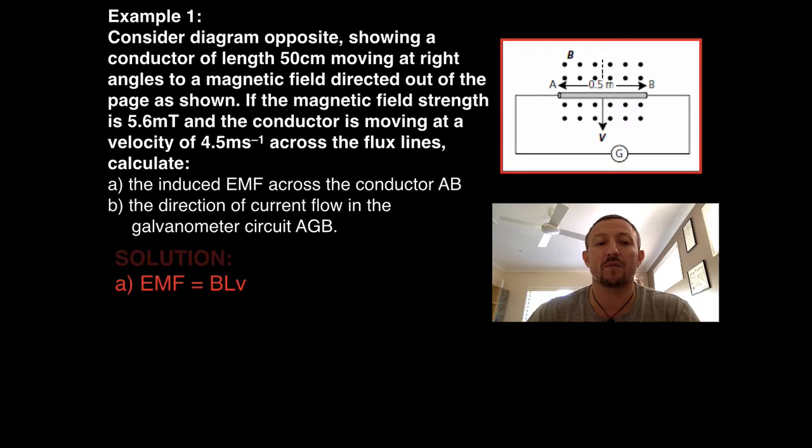So let's work through what we've got. We know that EMF equals BLV. So we know that B is going to be 5.6 millitesla, so that's 5.6 times 10 to the negative 3 Tesla.